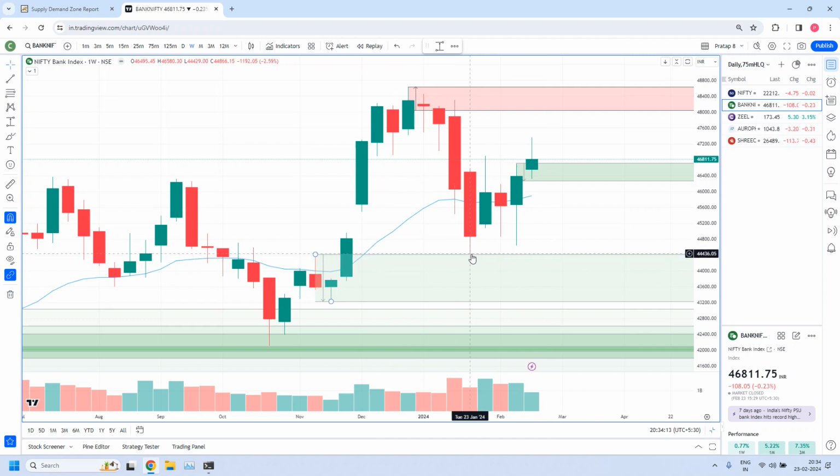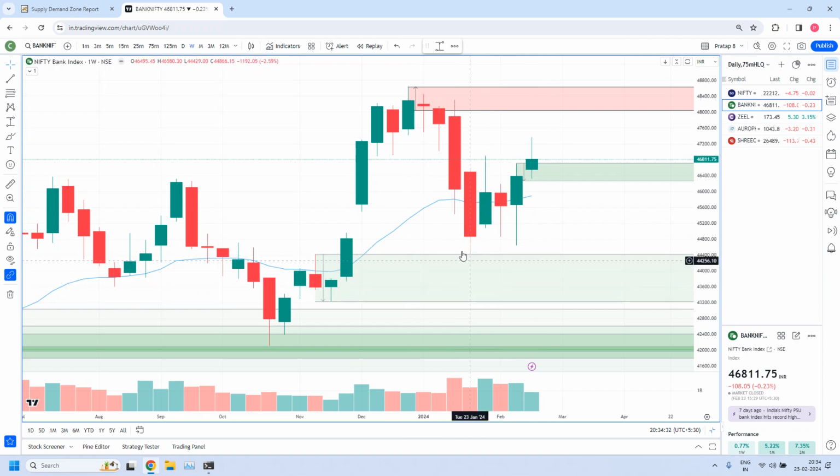See here, this is the example. It took the support and then started moving up. If anybody had asked why Nifty got support here and started moving up, you have to tell all these reasons. You should not say there is a demand zone, that's why it is moving up. That is only one point.